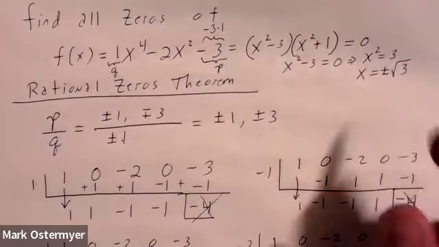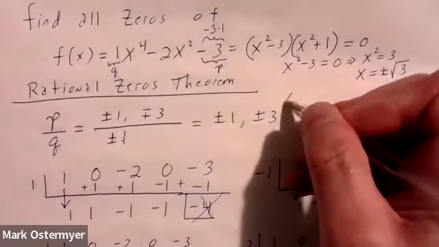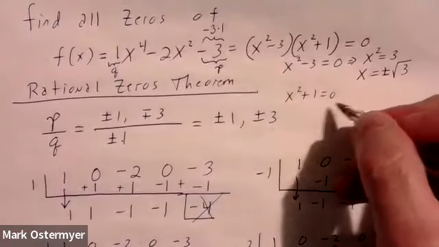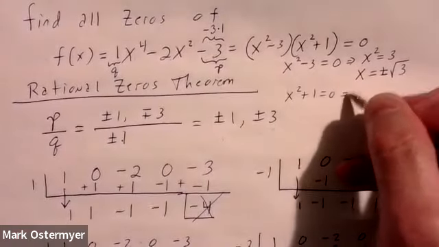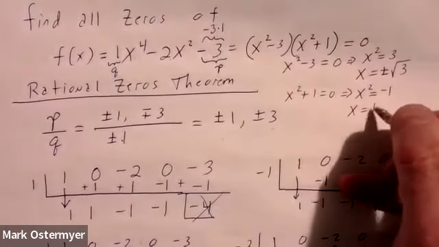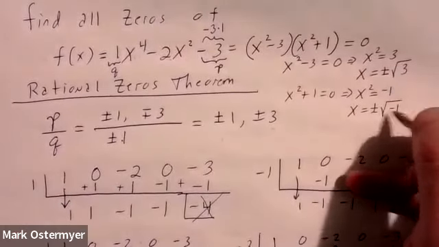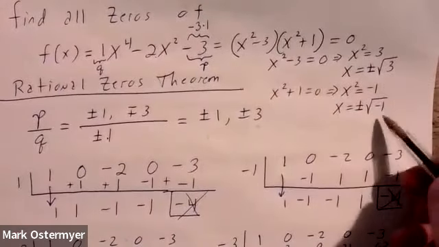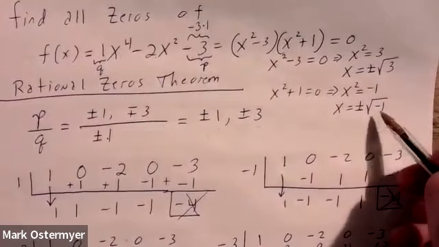These are irrational. Oh, wait, we still got some other ones to find. Take x squared plus 1, set it equal to 0, and then solve for x. After we subtract 1 from both sides, we get x squared equals negative 1. Now we take the square root of both sides. This makes sense now. No wonder there's no rational zeros. Because these are irrational zeros, and what kind of zeros are these?